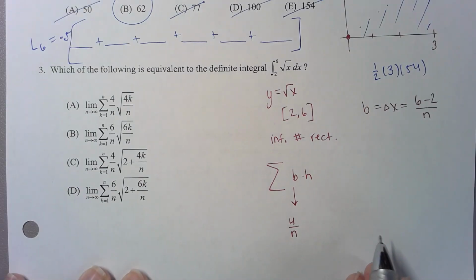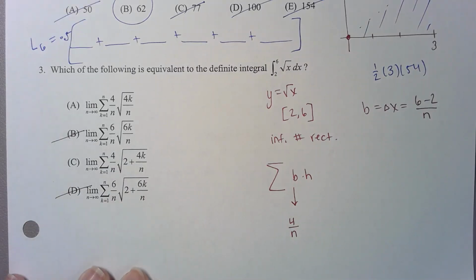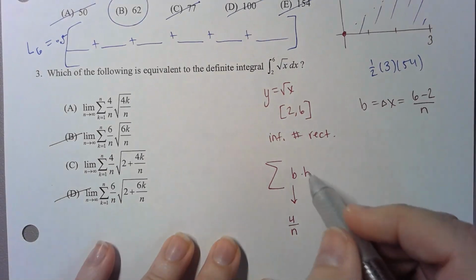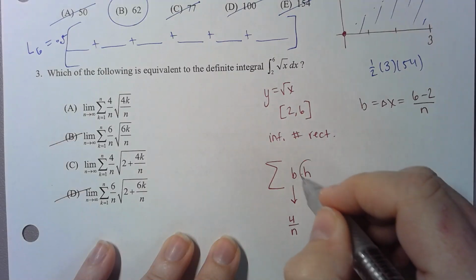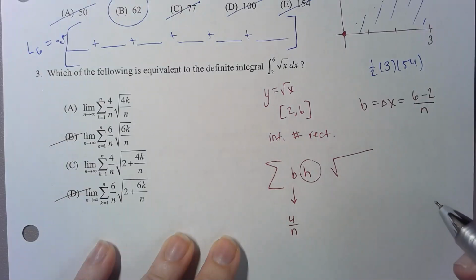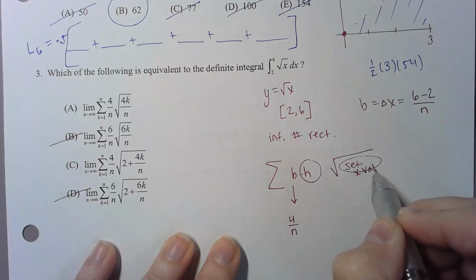All right, that's a big deal. So I can probably rule out b and d. Then we need to find the height, and the height comes from the function, and so this has something to do with the square root. So it's the square root of the set of x values.